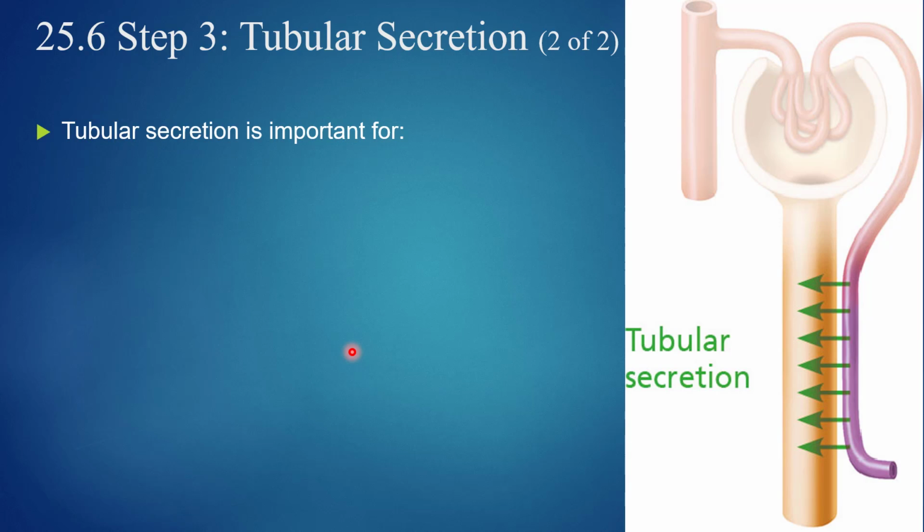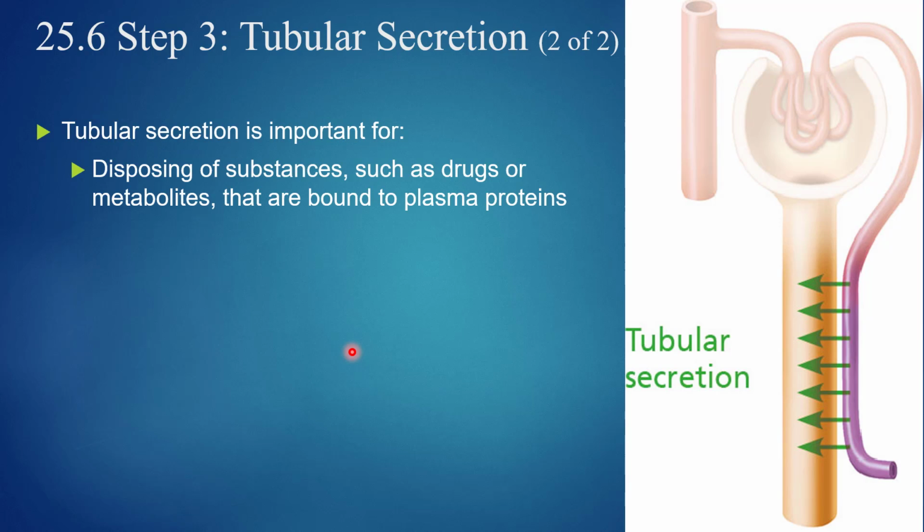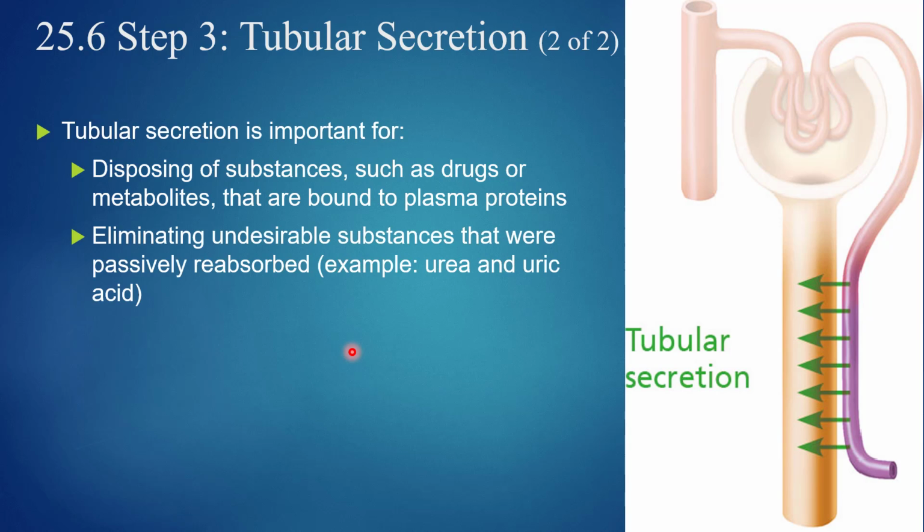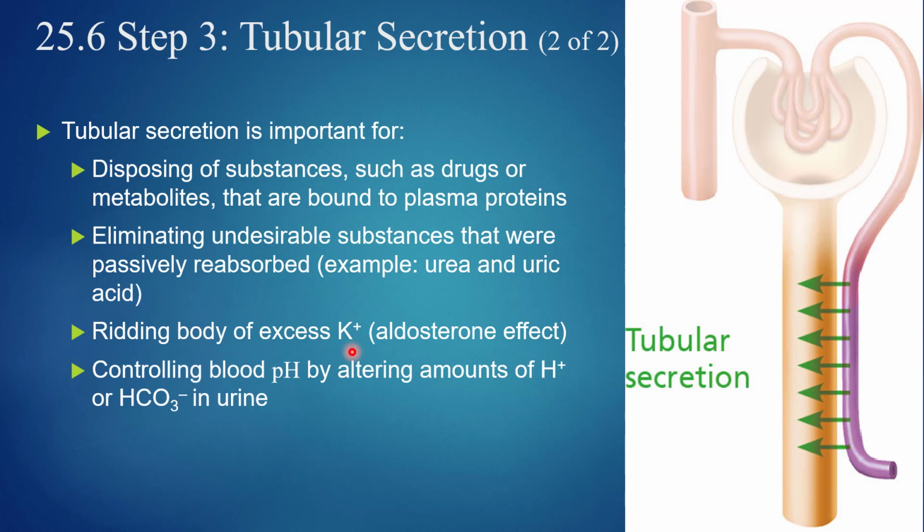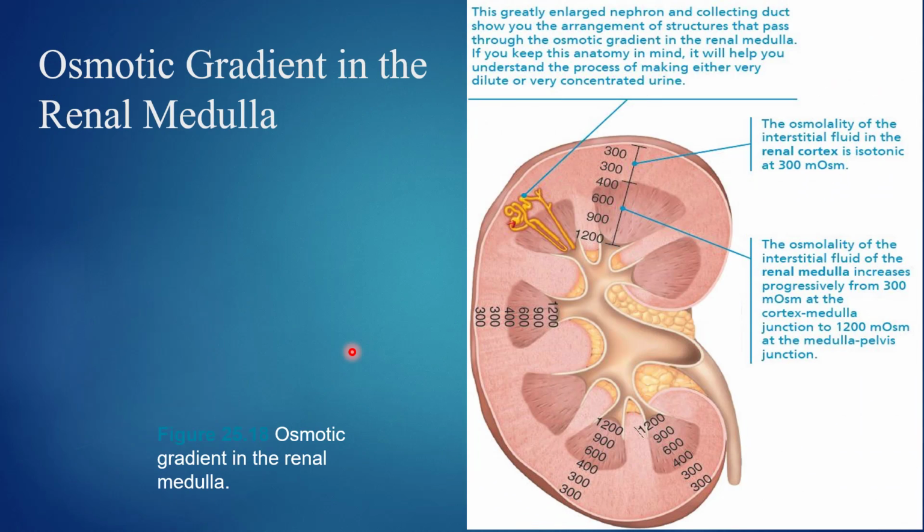So tubular secretion is very important because it disposes of substances such as drugs or metabolites that are bound to the plasma proteins. They eliminate undesirable substances that were passively reabsorbed. Example, urea and uric acid. It gets rid of excess potassium. This is actually what they call the aldosterone effect. And they control blood pH by altering the amount of hydrogen ion or bicarbonates in the urine.